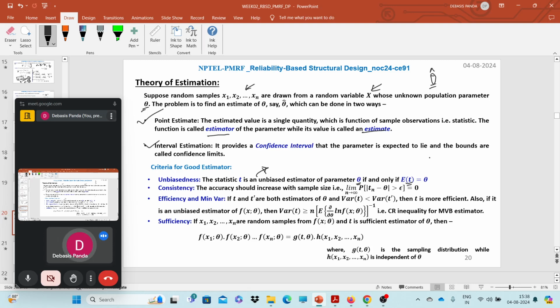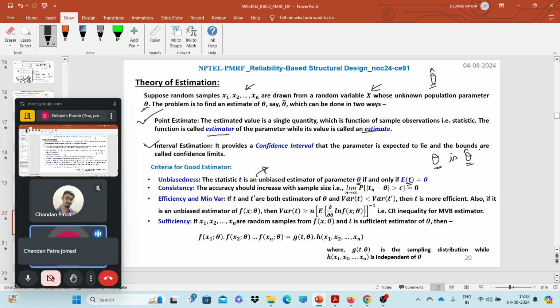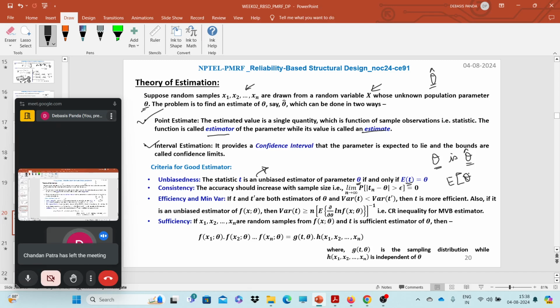So let's say the point estimate of a parameter theta is theta hat. So for example, we have a point estimate for a parameter theta whose estimator is theta hat. We can call theta hat an unbiased estimator of theta if and only if the expectation of this operator, that means the expectation of theta hat, equals theta, and this we call an unbiased estimator. Likewise, besides unbiasedness, we need to find out the consistency.